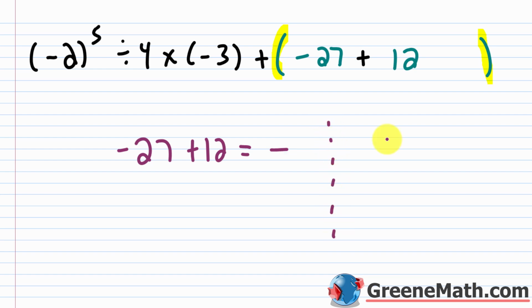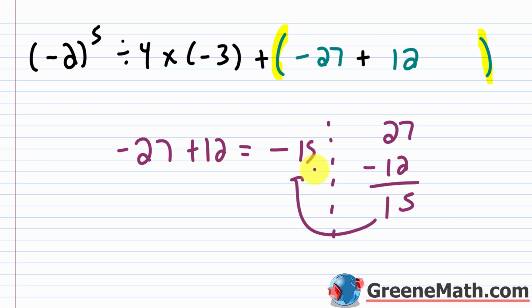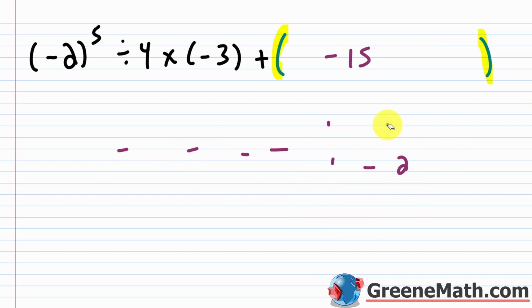Let me put this off to the side. So you're going to go 27 minus 12. 7 minus 2 is 5. 2 minus 1 is 1. So I would drag this over here, and then you would have negative 15 as the answer. So let me erase this, and this is now negative 15. Now, these parentheses, you could keep them if you want. They're wrapping the negative. You could drop them. It's really up to you, just personal preference.